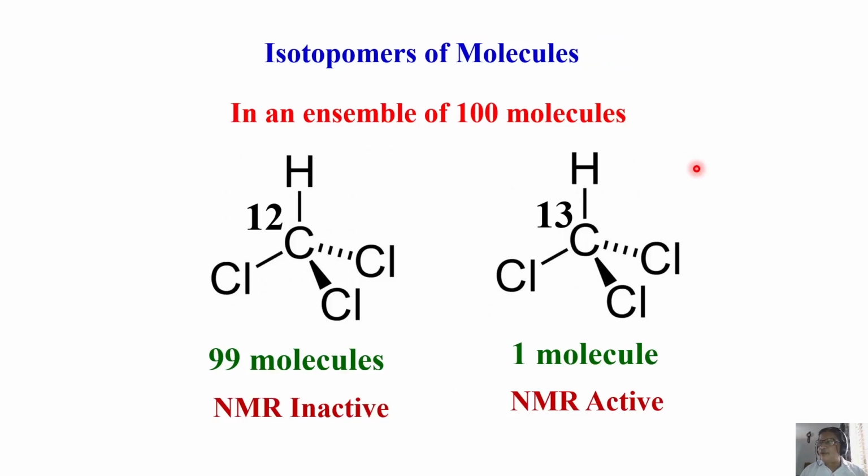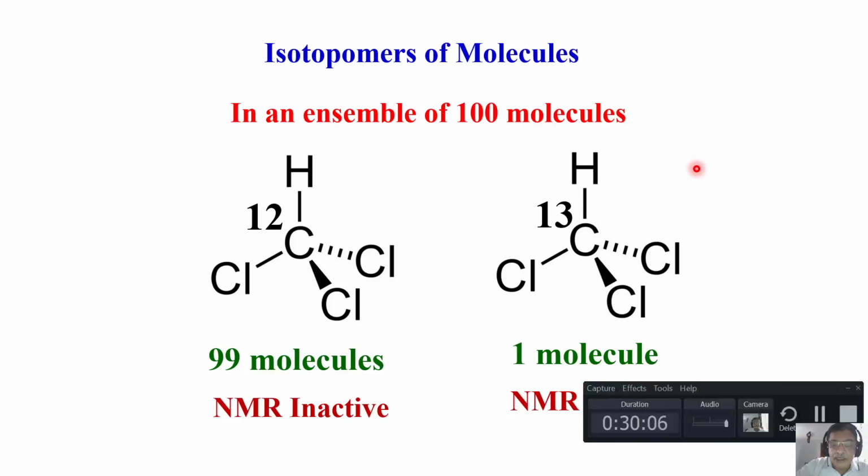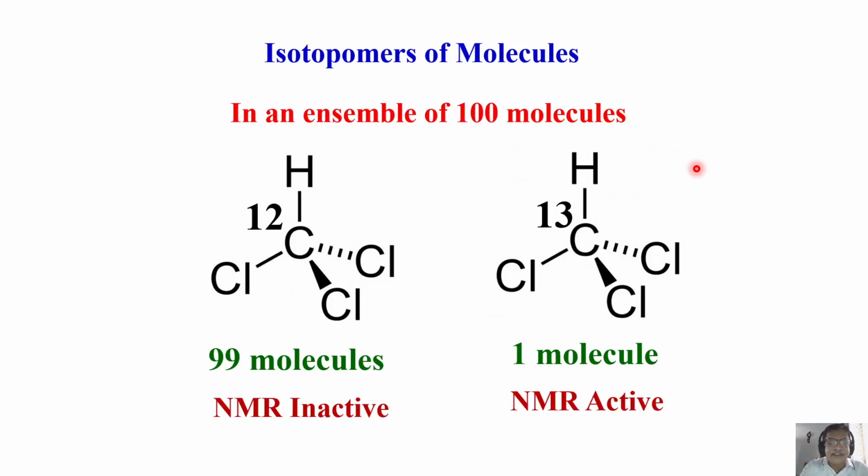Now I'll introduce a word called isotopomers of molecules. This you would have come across in chemistry. I don't have to explain to you. I'll take the example of CHCl3, chloroform. I'll take 100 molecules. 99 molecules contain carbon 12. That is the major abundant spin, right? Abundant, which is 99%, carbon 12 is abundant. Only one molecule is carbon 13 because its abundance is only 1%.